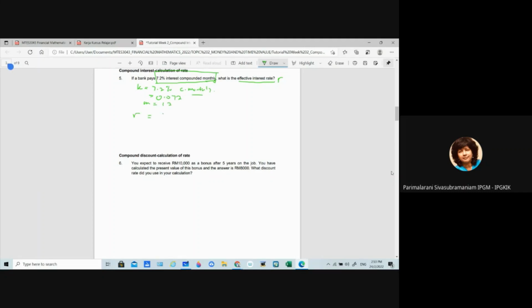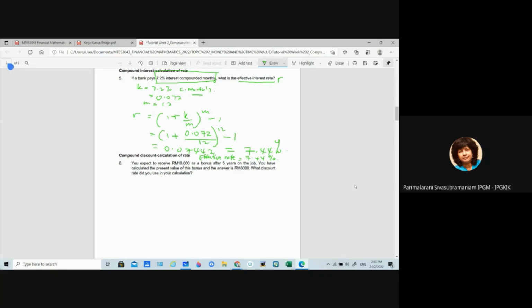Put into the formula: 1 plus k over M, to the power of M, minus 1. We have 1 plus 0.072 over 12, to the power of 12, minus 1. So you get 0.07442, which is equivalent to 7.44%. So the effective interest rate equals 7.44%. Okay, that's question 5.